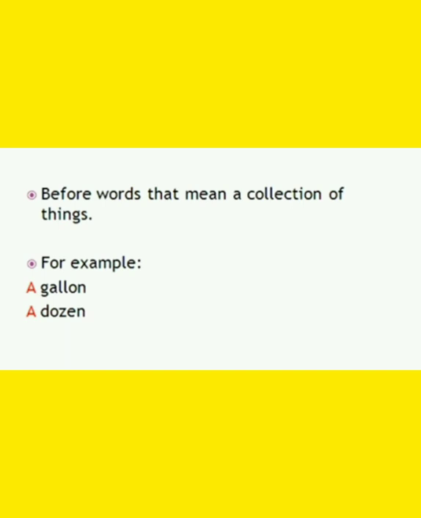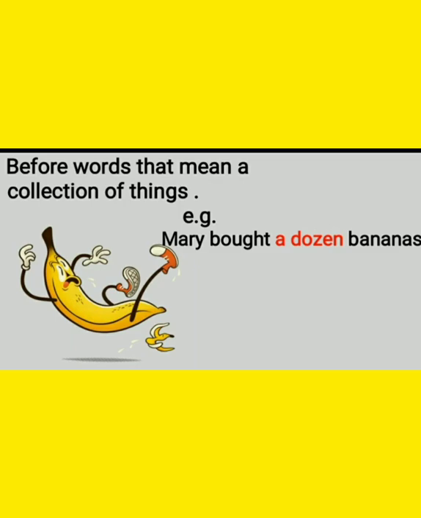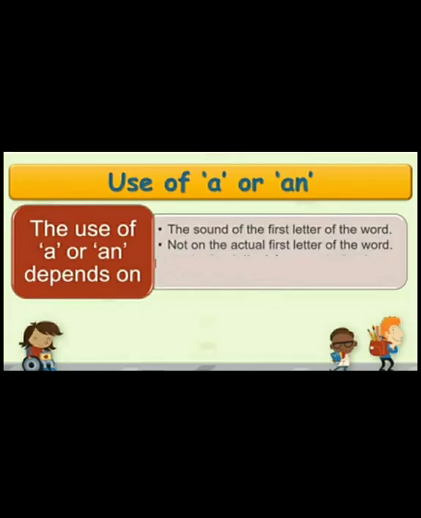Then the third rule is that we use a or an before the words that mean a collection of things. For example, a gallon, a dozen. Remember children, whether we use a or an depends on the sound of the first letter of the word and not the letter of the word.